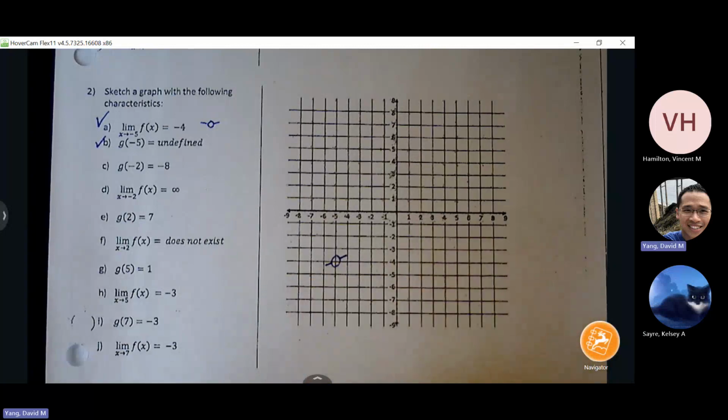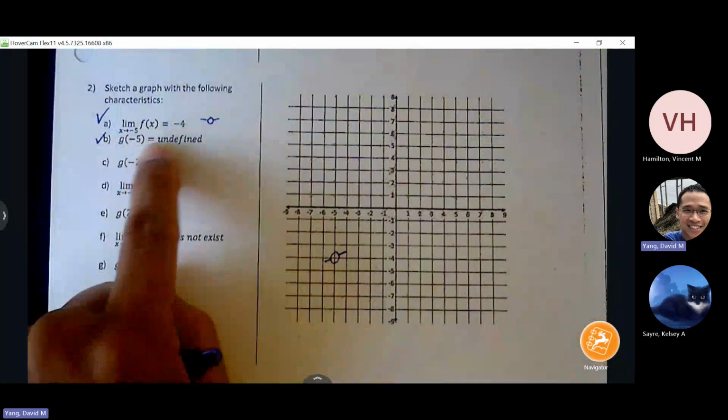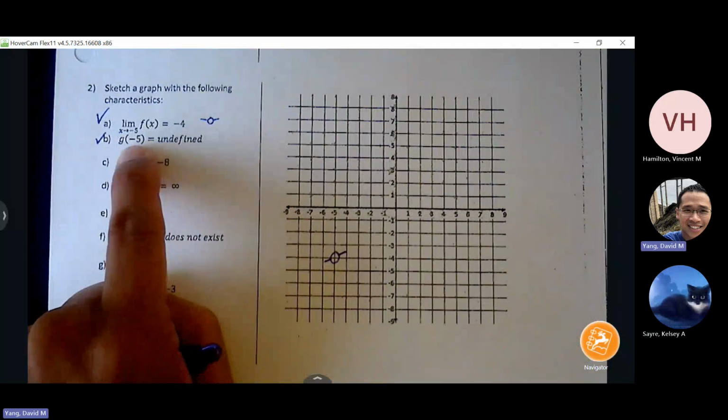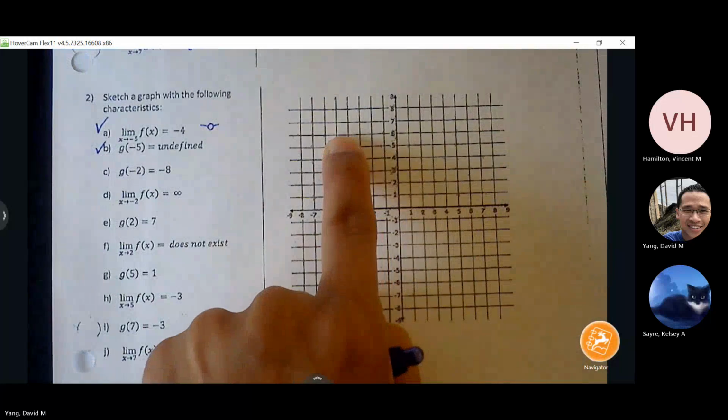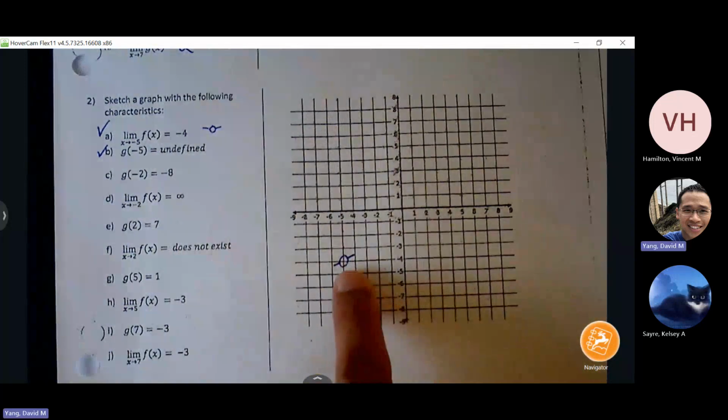But do you have to fill in? You don't have to, not if there's nothing that tells you to. Now, if this says g of -5 equals 8, then you have to fill in the hole at 8. It would still apply to A. A would still be true because the limit is still down here.